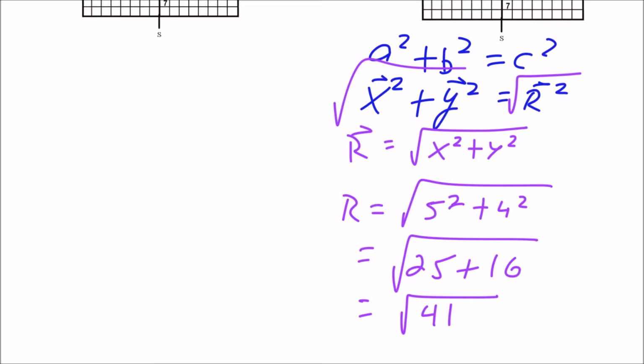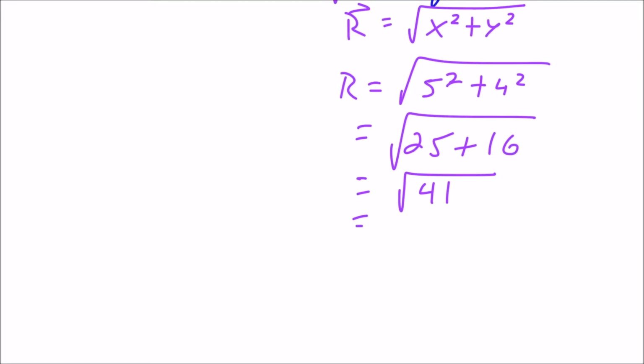Okay, and so then we're finally going to have about 6.4 as our magnitude there. Okay, 6.4 miles. Now that is just magnitude. Well, if it's a vector, we need direction because vectors have magnitude and direction. Okay, and this piece right here, this is just the magnitude.